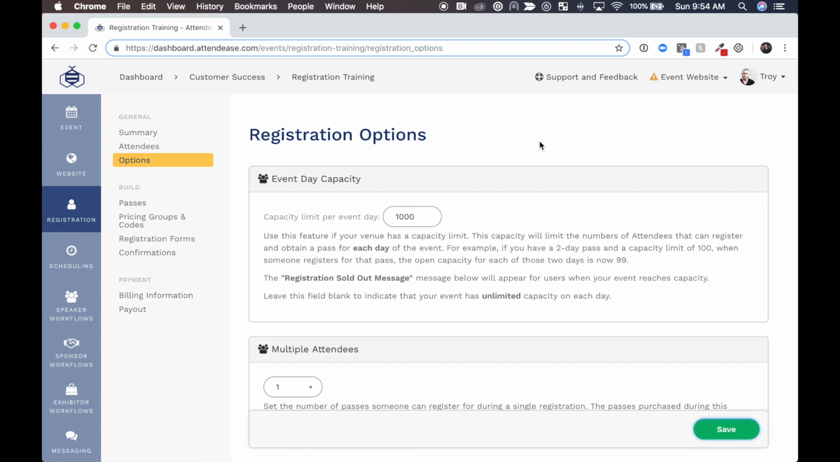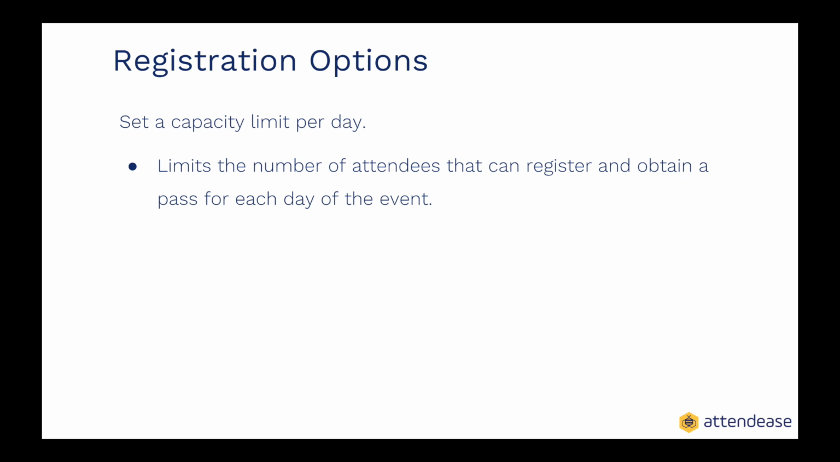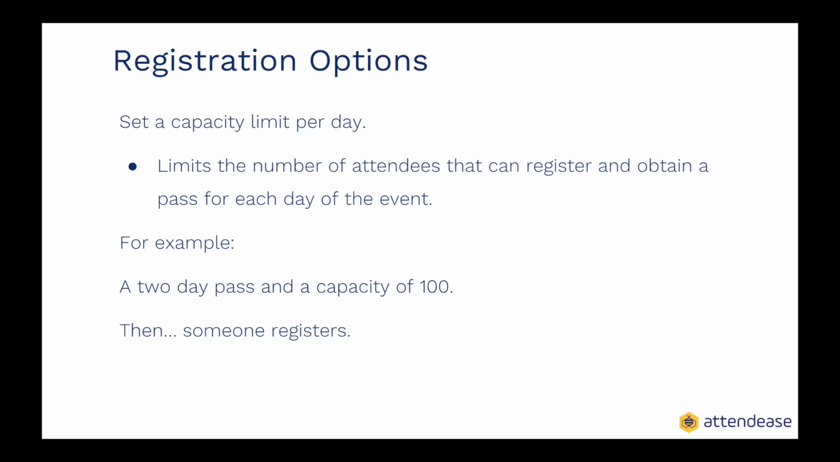Here you can enable, disable, or configure a variety of options. First, you can set a capacity limit. This capacity will limit the number of attendees that can register and obtain a pass for each day of the event. For example, if you have a 2-day pass and a capacity limit of 100, when someone registers for that pass, the open capacity for each of those 2 days is now 99.